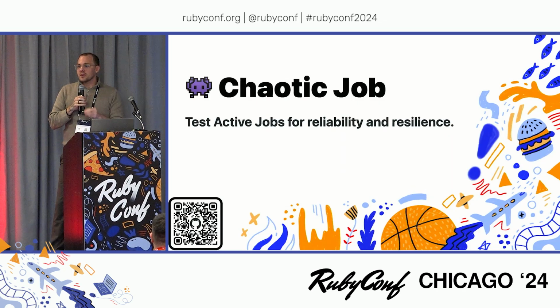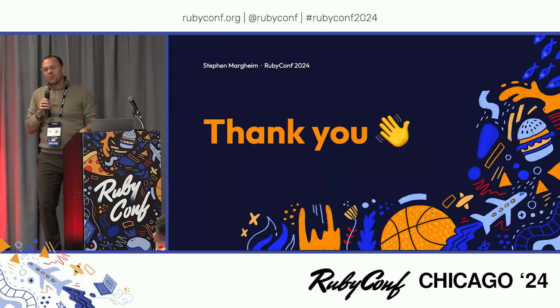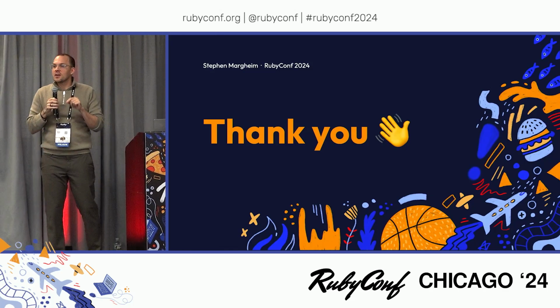Chaotic Job, of course, paired, always have good tests, and that's fundamentally all you need to scale a resilient job layer.